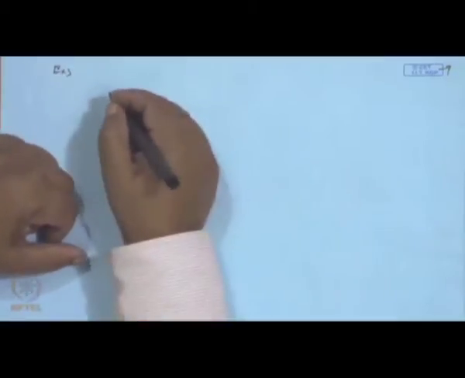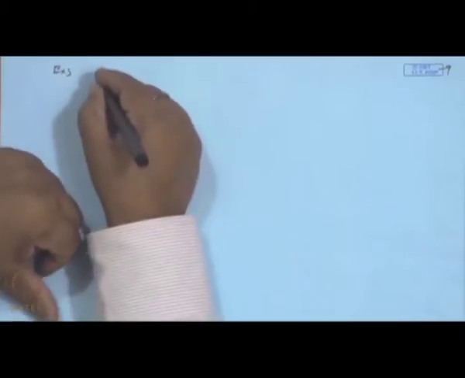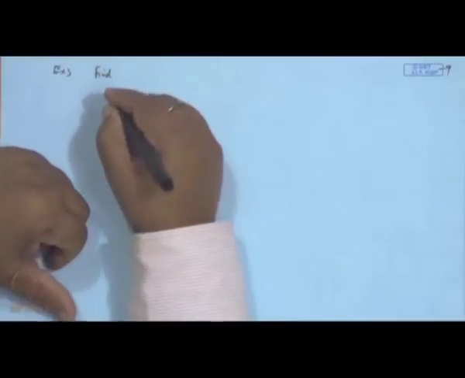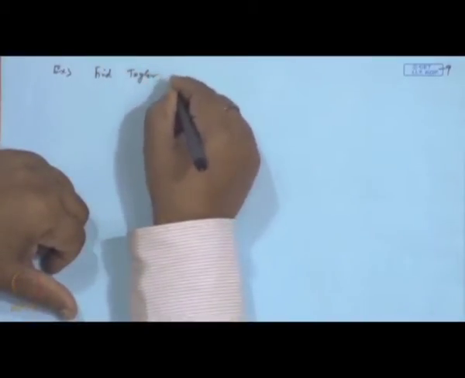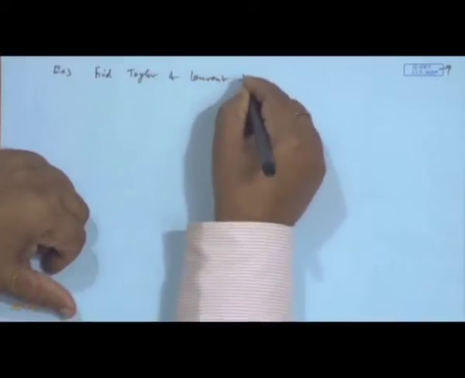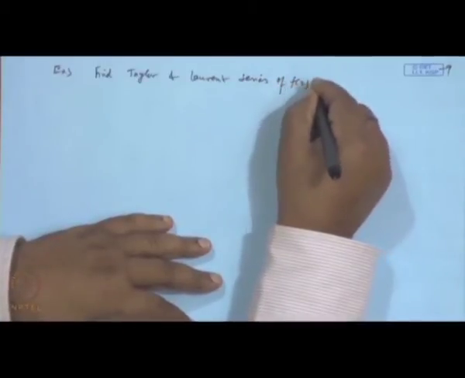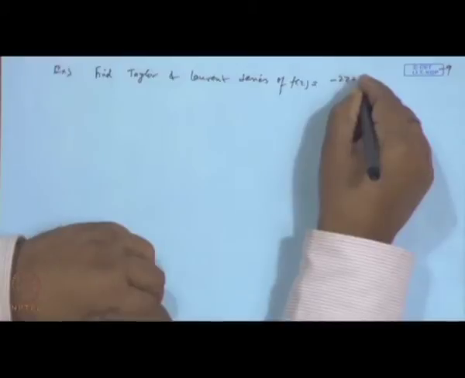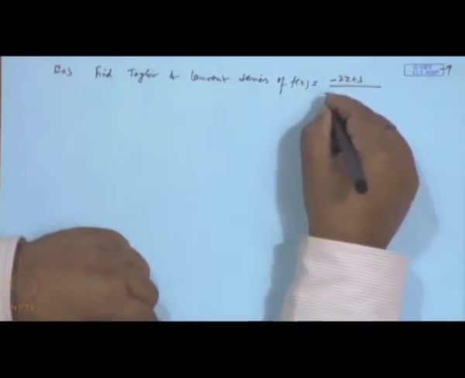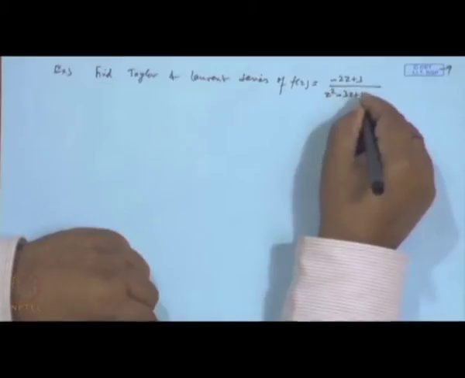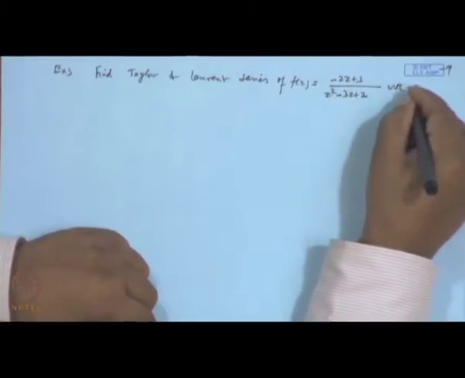Now, use this for partial fractions. Suppose another example 3 is: find Taylor and Laurent series expansion of the function f z, which is minus 2 z plus 3 divided by z square minus 3 z plus 2, with center 0 origin.